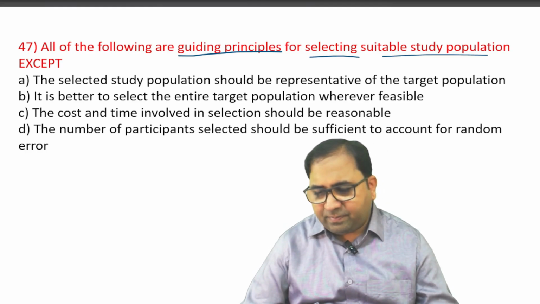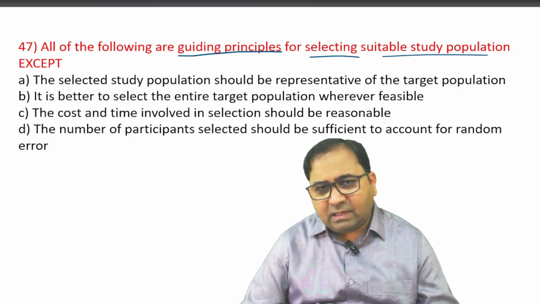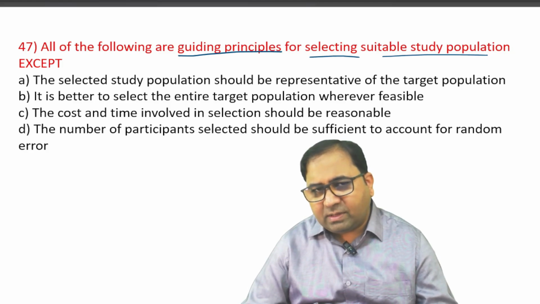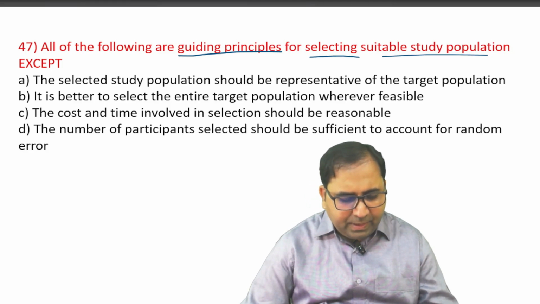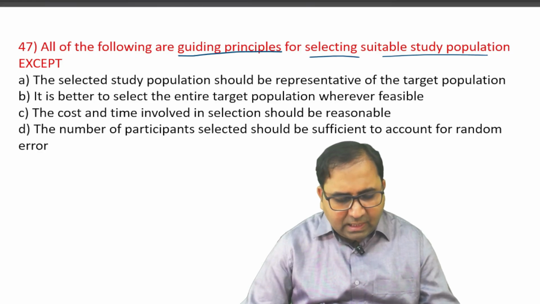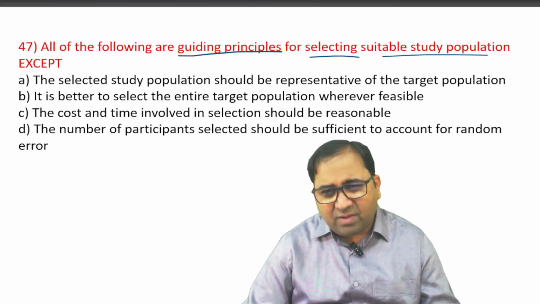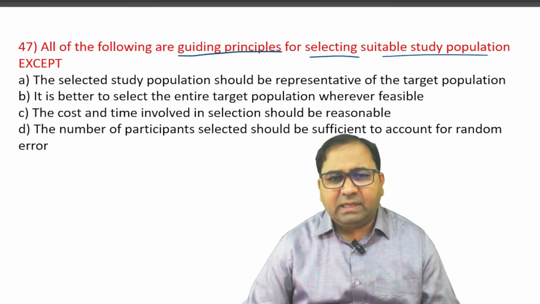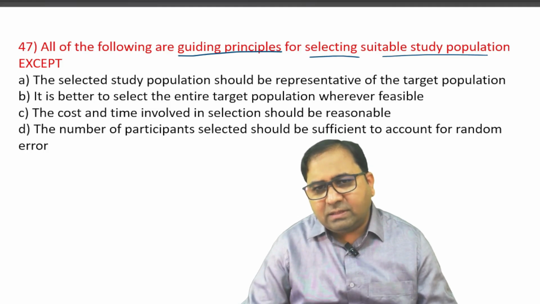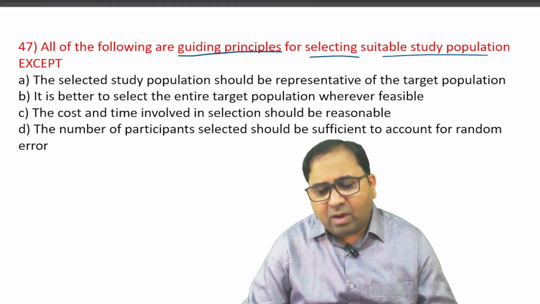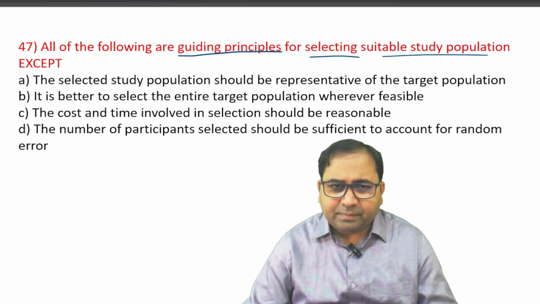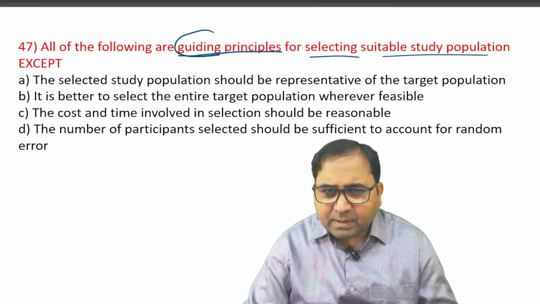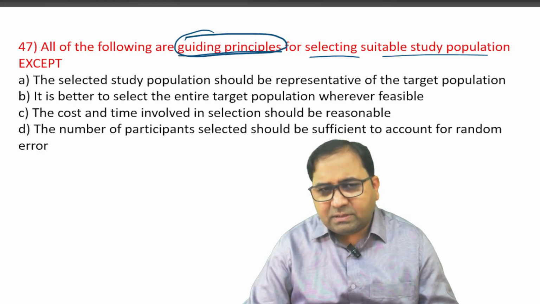The options are A. The selected study population should be a representative of the target population, or B. It is better to select the entire target population wherever feasible, or C. The cost and time involved in selection should be reasonable, or D. The number of participants selected should be sufficient to account for random error. So which of the following are guiding principles? Let us see the options again.